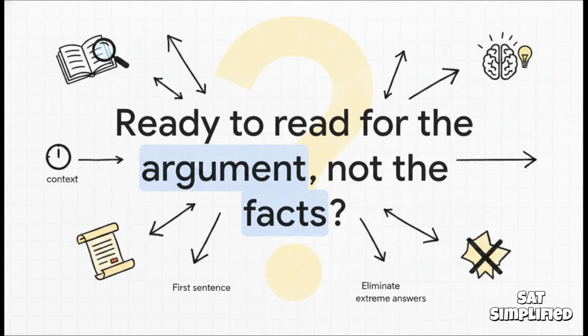So with this playbook in hand, you are fully equipped to look at any SAT reading passage and immediately uncover exactly why the author put those words on the page. By shifting your mindset from the literal what to the rhetorical why, checking your context, relying on that first sentence, and eliminating those extreme or off-tone answers, you are completely in control.